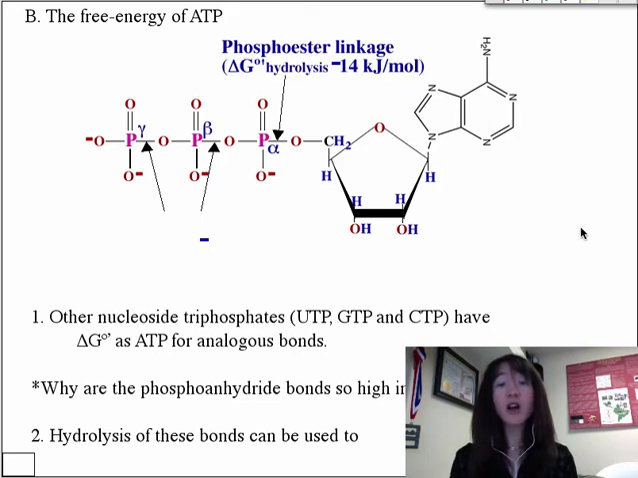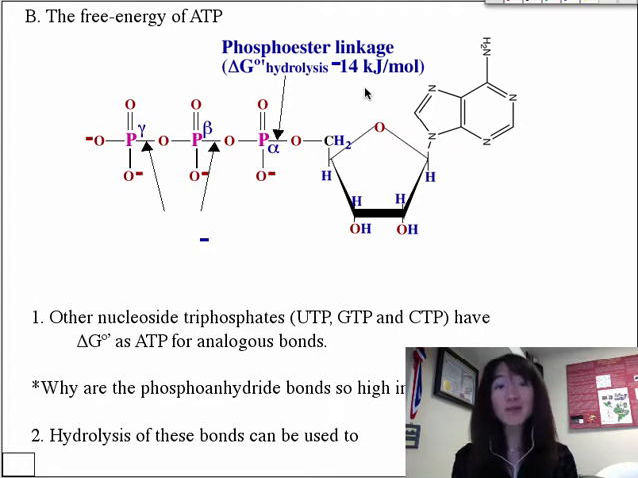This is pretty darn high in energy. In fact, it weighs in at 14 kilojoules per mole. Meaning that if you were to break this bond, the delta G naught prime of hydrolysis is negative 14. If we were to break that bond, standard state free energy release would be 14 kilojoules per mole. A lot of energy would be released.